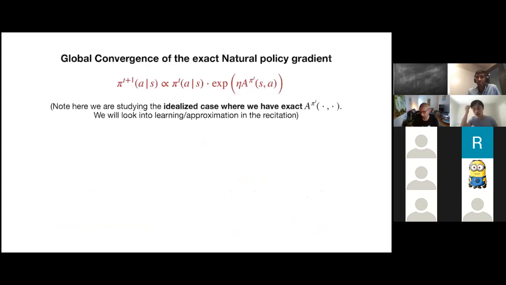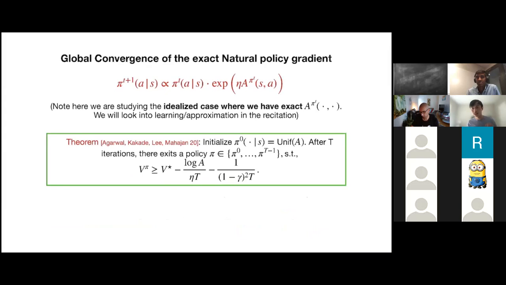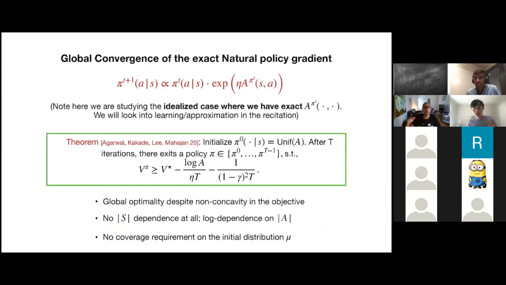Okay, so in terms of global convergence, we can show that if you do capital T many iterations, you will find a policy pi whose gap with respect to the optimal policy shrinks at the rate of 1 over capital T. This is pretty nice. And some remarks: this is a non-convex, non-concave objective function, but again, we find the optimal solution here. Different from the vanilla policy gradient convergence, there's no S dependence at all in this gap, and we only have a mild logarithmic dependence on the number of actions.